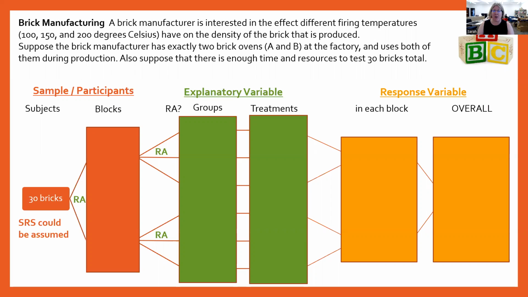Suppose the brick manufacturer has exactly two brick ovens, oven A and oven B at the factory, and uses both of them during production. Also suppose that there's enough time and resources to test 30 bricks total. So we looked at this one earlier and we identified that the sample was those 30 bricks. We identified the blocks, or the ovens, and then the factor levels and treatments were those temperatures. So that's all in your notes.